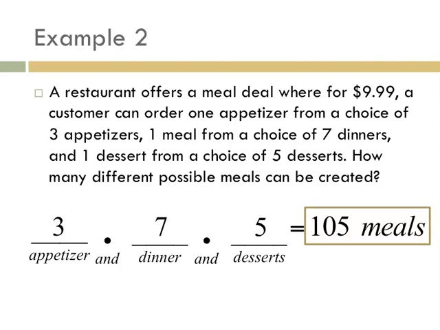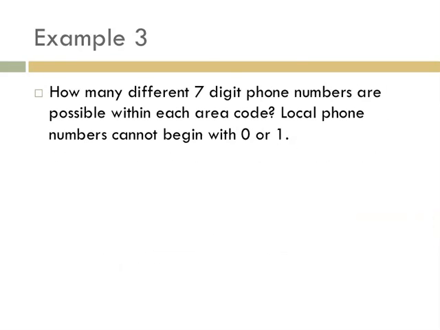All right, let's take a look at example 3. How many different 7-digit phone numbers are possible within each area code? Local phone numbers cannot begin with 0 or 1. Okay, so 7-digit phone numbers, so we're not worrying about area codes or anything like that. So it's going to be 1, 2, 3, 4, 5, 6, 7.